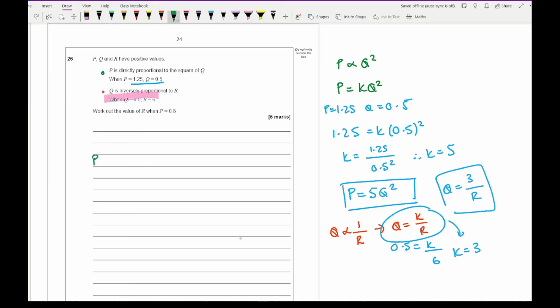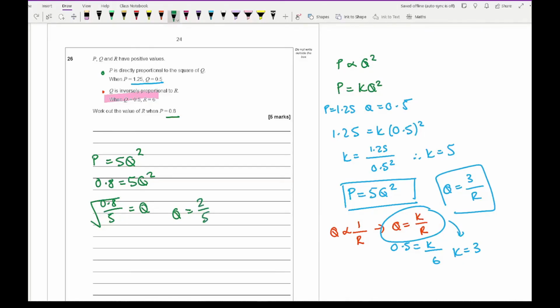So I've got P equals 5Q squared. So using the P value of 0.8, I've got 0.8 is equal to 5 times Q squared. So here I'm going to have 0.8 divided by 5, square rooted, which is going to give me the answer to Q. And so Q is going to equal 2/5.